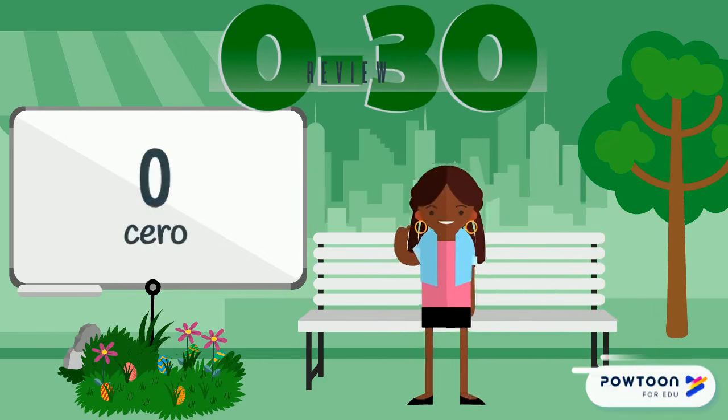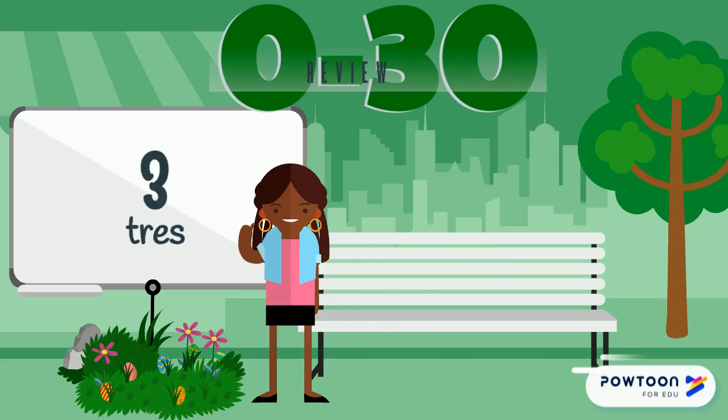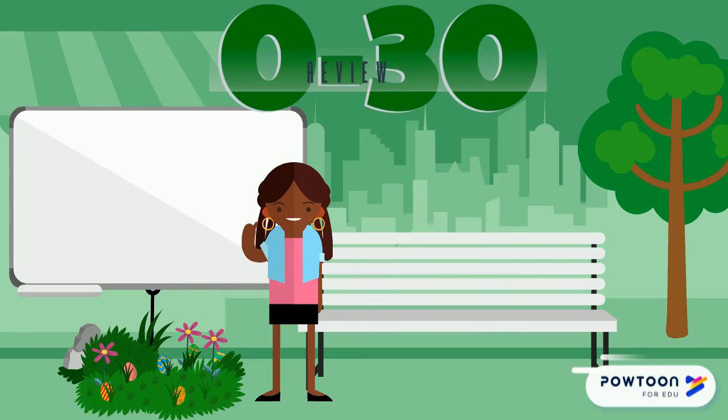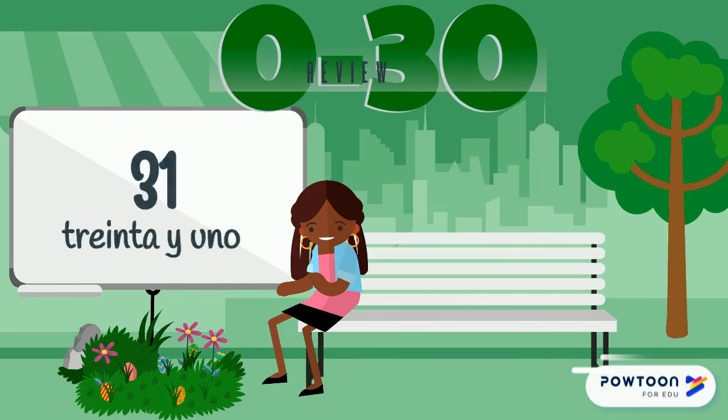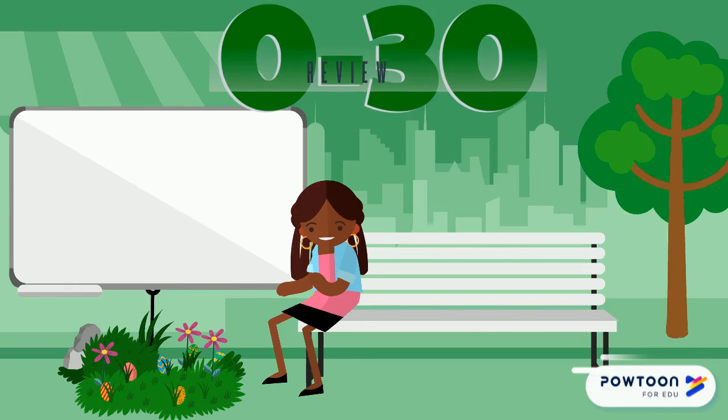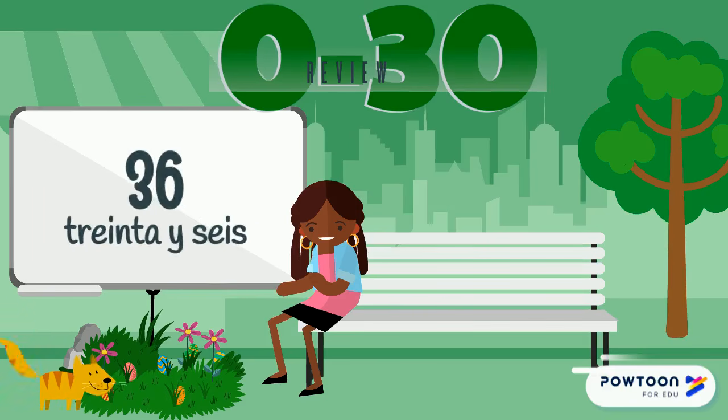Count with me. 0, 1, 2, 3, 4, 5, 6, 7, 8, 9, 10. 11, 12, 13, 14, 15, 16, 17, 18, 19, 20, 21, 22, 23, 24, 25, 26, 27, 28, 29, 30, 31, 32, 33, 34, 35, 36, 37, 38 y 39.